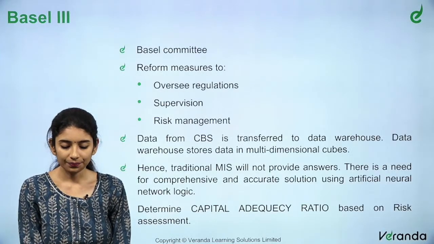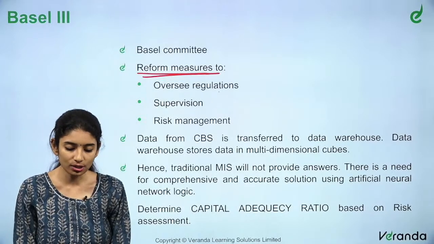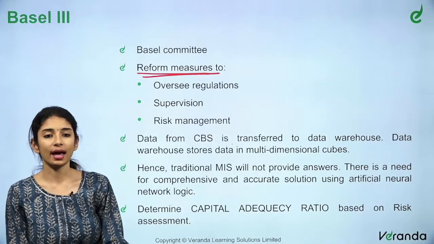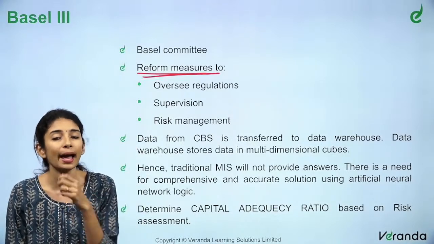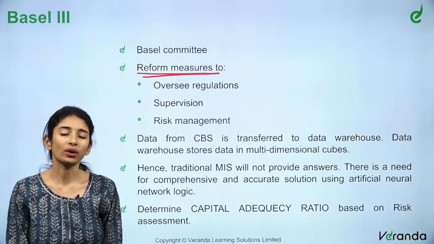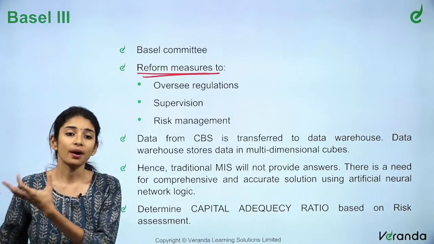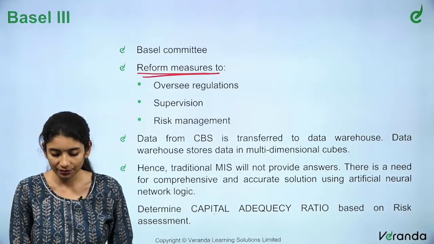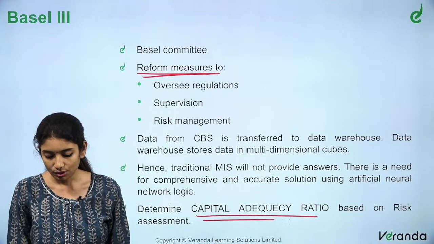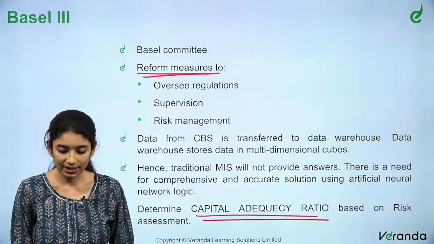Basel III. Now, what is Basel III? They are the norms or the reform measures to oversee the regulations, supervision and risk management that happens in a bank. This is a global guideline on how banks should maintain their capital adequacy ratio. What is the amount of loan that the banks can give? It should not be that the banks give money in excess of their capacity. Then later they will not have enough cash in hand to operate. So, determine the capital adequacy ratio based on risk assessment.